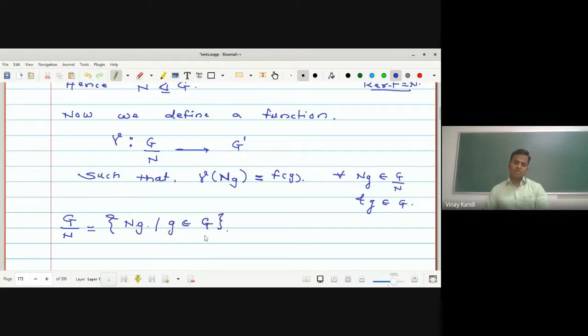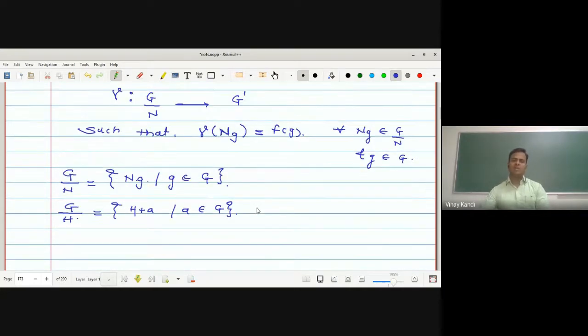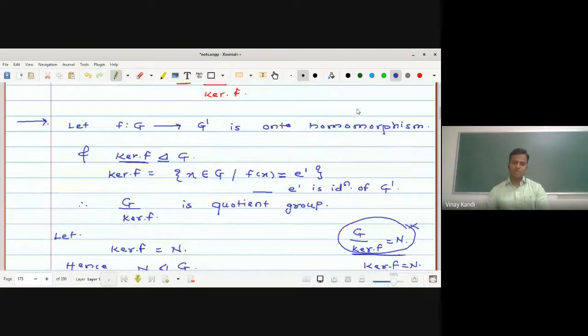Okay, if the binary operation is multiplication. Okay, if g by h kasa असेल? G by h. Okay, if the binary operation is addition, then this is just small a, where small a belongs to G. Okay, so here the input of the gamma is of the form ng and is equal to f of g. F of g is what? F of g belongs to, f is the function. Look at here, f is the function from g to g dash. Okay, if g belongs to this g, then f of g belongs to g dash.